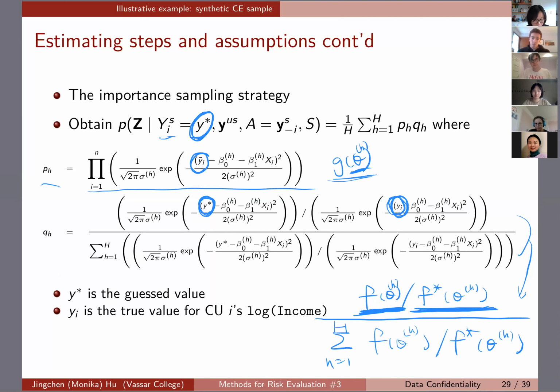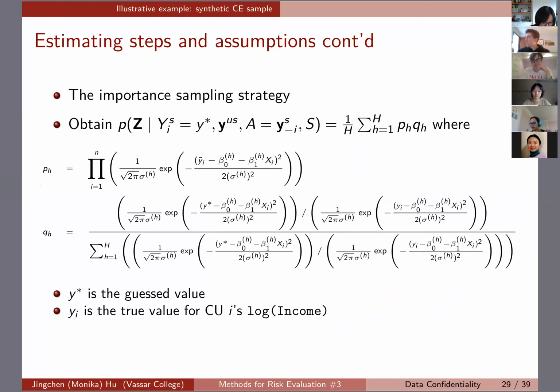So in short, pH and QH all look similar in terms of the density because they're all normal. The only difference, let me just highlight them using red again, is what you're fitting here. And that is because of how the importance sampling algorithm was set up in the first place.